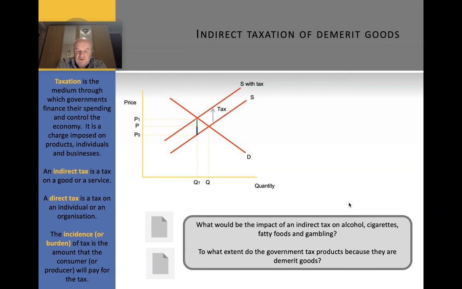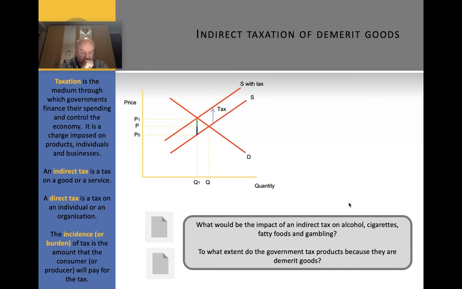Now, in some instances, clearly, too much alcohol, too many cigarettes, too much fatty food, and too much gambling is basically not very good for anybody, is it? So, in this instance, what the government chooses to do to try to discourage the consumption of demerit goods is to use a form of taxation. So they will tax people's spending, and to some degree they will also use the tax system to try and control the economy. In some cases they will do that directly, and in other cases indirectly.